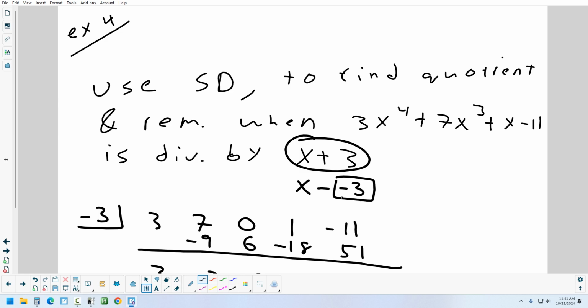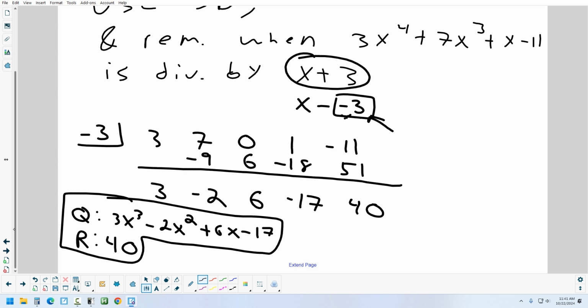So this is always the number that, if it did work, if the remainder had come out to be 0, then the number in this box would have been a root. But it did not come out remainder 0. Okay. Questions on it? Yes?